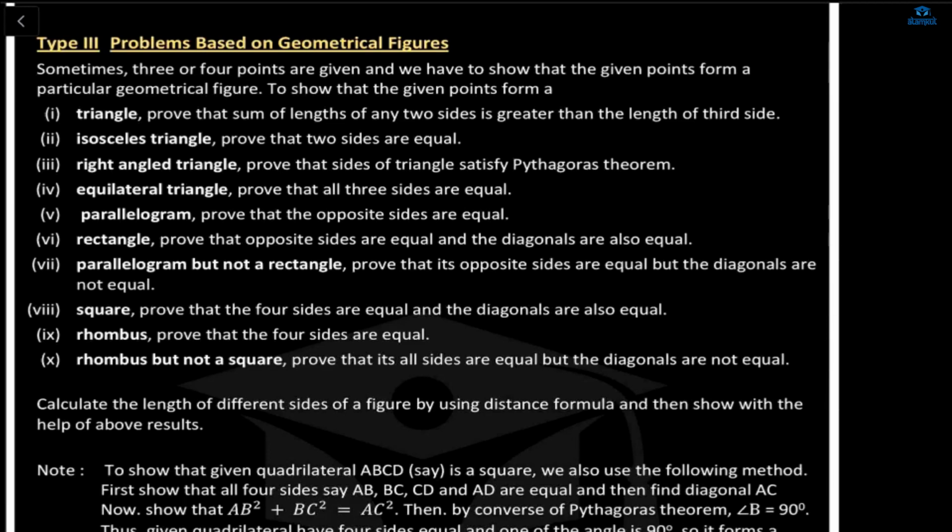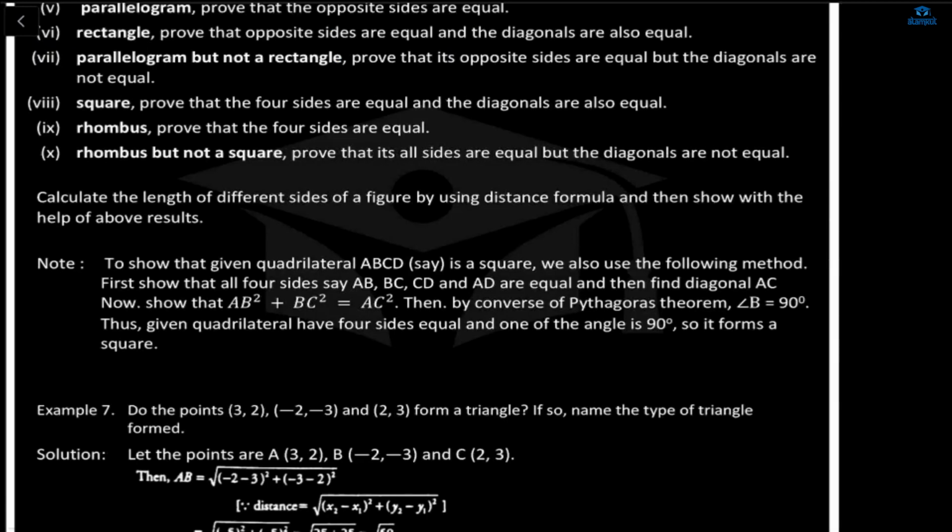Now let us see some of the questions. As I told you, for showing any of this, you have to first apply the distance formula and calculate the length of all the sides. One more thing: to show that the given quadrilateral ABCD is a square, we also use the following method.